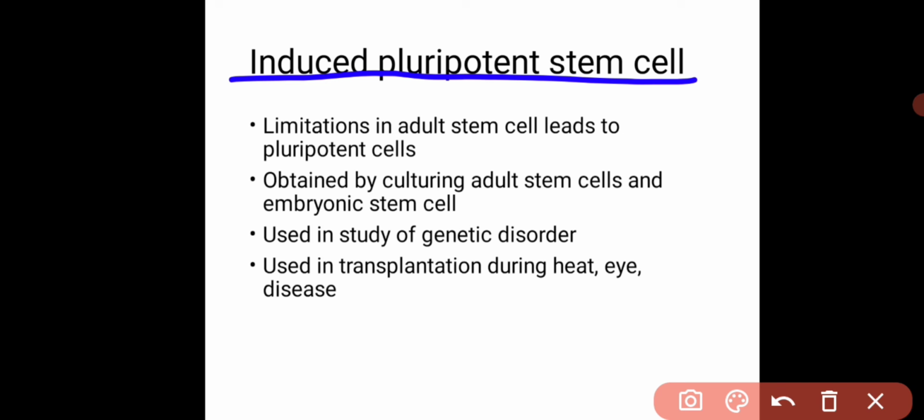So how is it cultured? It is cultured by obtaining the adult stem cell and the embryonic stem cell. Both the adult and embryonic stem cells are cultured to form the pluripotent cell. Okay, so it is used in the study of genetic disorders. It is used in heart transplantation, eye transplantation, and eye disease. So in these cases, the induced pluripotent stem cells are used.